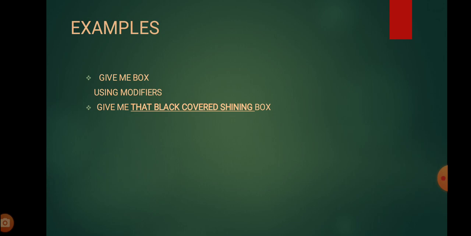Then shining is a present participle. Black, covered, shining, so it's all describing the box. So this modifies what? The box. It's trying to give us more light, more descriptive, more meaningful to the sentence by describing the box. The type of box: it's black, it is covered, and it is what? Shining. Are we clear? All right.